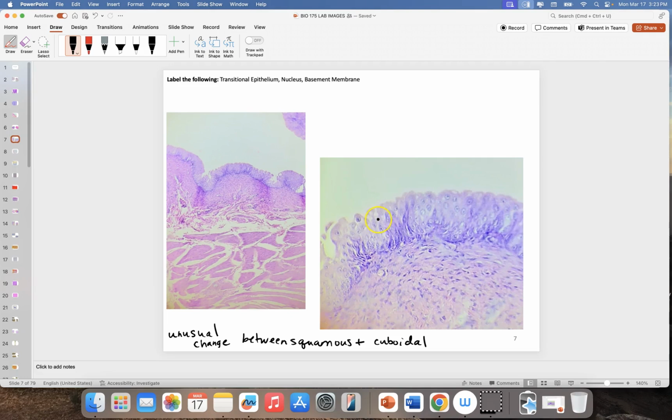And I think the cells almost look kind of like ice cream cones because you can have these cube cells and these more squamous shaped cells. And you can get this kind of ice cream cone effect going on with the cells here. That is one analogy sometimes that people will use. And that's something that you can think about when you're trying to identify transitional epithelium.